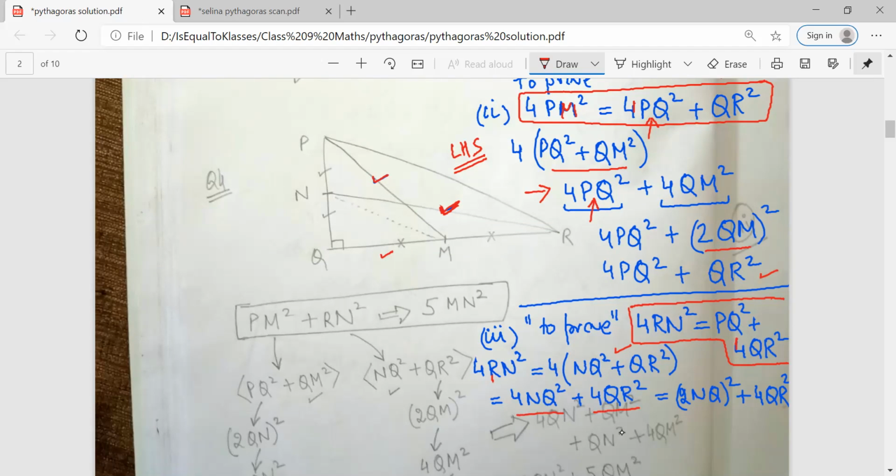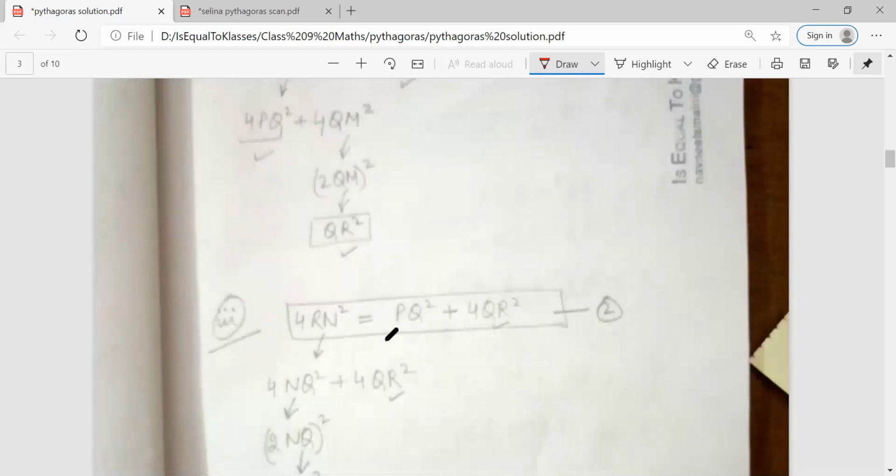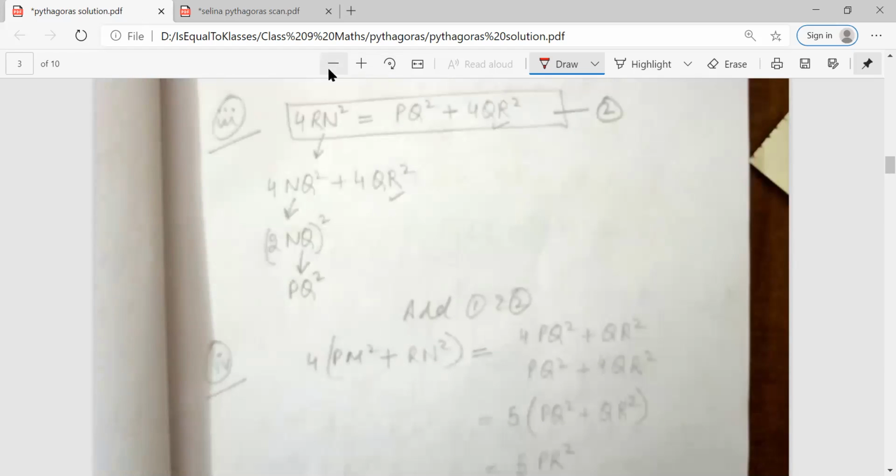Again, when I look at the right hand side of what I need to prove, I will see that 4QR square is common. So this is the only thing that I need, and that will come from here. And how it will come from here? 4NQ square can be written as twice of NQ square, and twice of NQ is PQ. So this will be PQ square plus 4 times QR square. Mr. Rudra, any doubt? No, sir. Then this is what I have done here. Second, third part. The fourth part is simple.